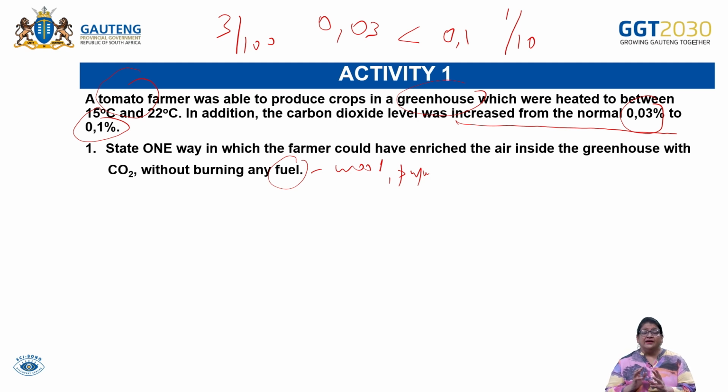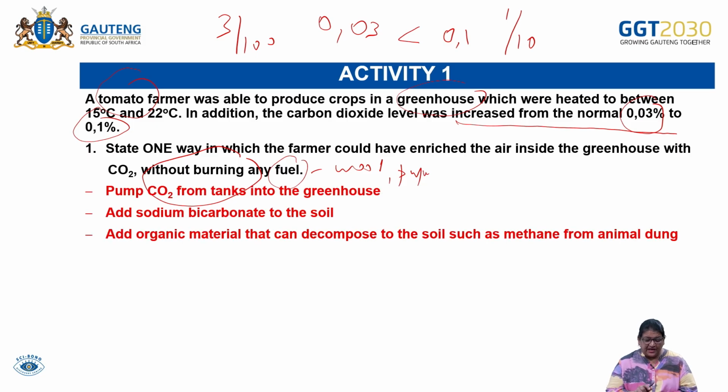He can use sodium bicarbonate in the soil. So in that case, you're not using or burning anything. Remember, fire gives off CO2. We don't want any fuel, we don't want any burning. So you can put sodium bicarbonate in the soil, and then that will release CO2 into the air. You can also get a carbon dioxide pump, where you get carbon dioxide from a pump, and then you can slowly pump it into the greenhouse using a hose pipe. And that will increase your CO2 level without any fires. All right. So you can pump CO2 from tanks into the greenhouse.